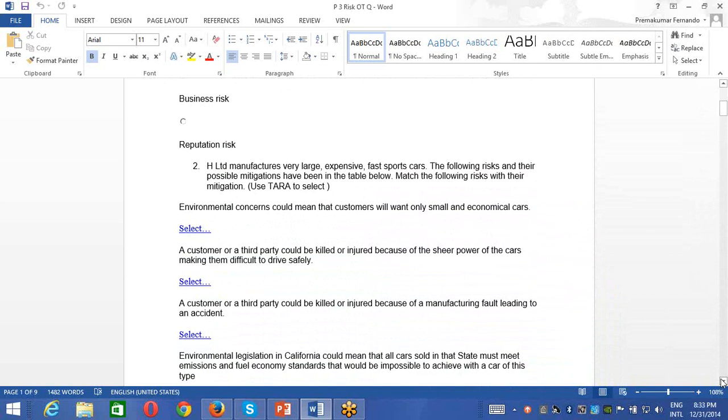Yes, because there are environmental concerns and customers only want small and economical cars, and that's real life. So if you try to avoid that kind of risk, you are not going to win business. You have to live with it. You have to accept that risk and see what you can do about it. The modern trend is to go for small and economical cars, and that will be the trend throughout.